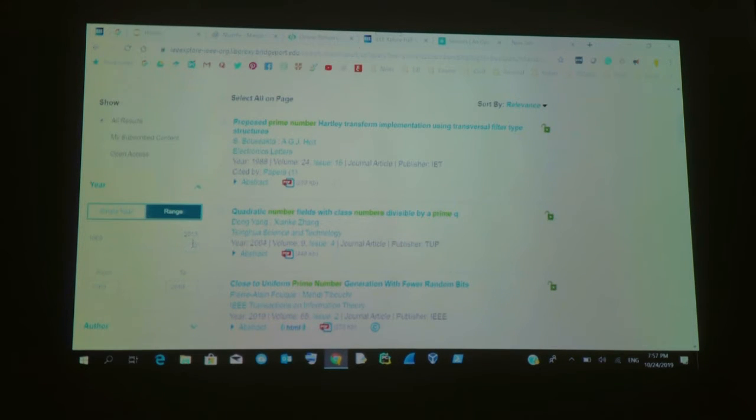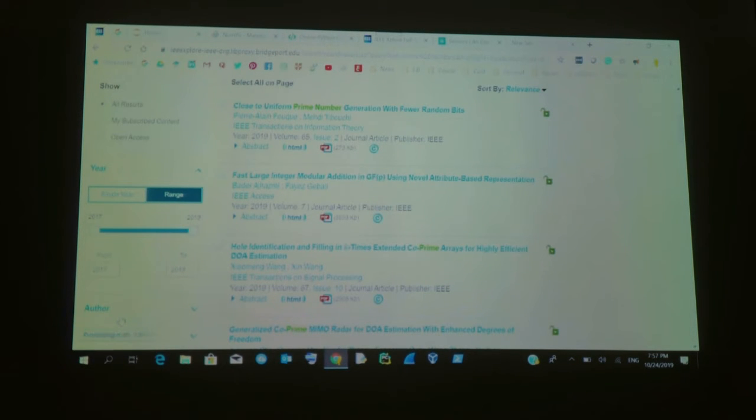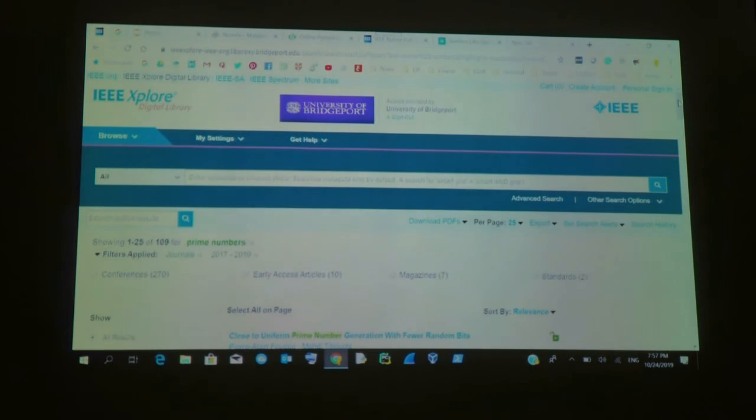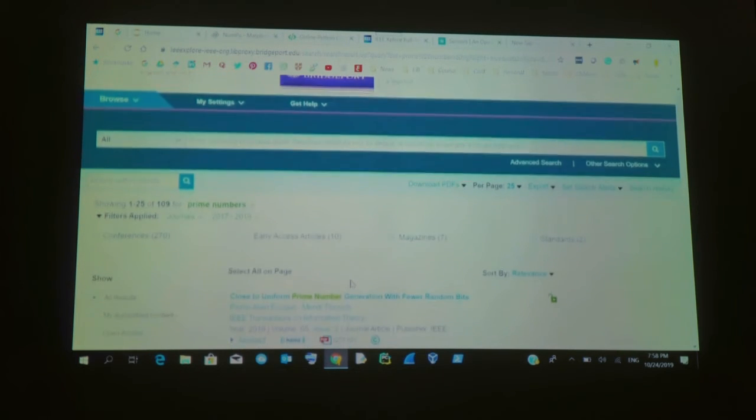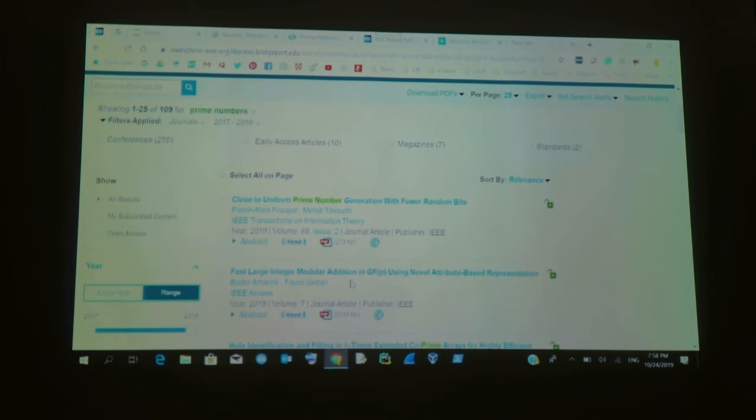So you're looking for papers from, for example, the last two years, 2018, 2019. You apply the filter, let's say 17, no problem, 2 years. So how many journals do we have just in the last 2 years? Conferences are about 270, and there are journals too. That's fine. There are also magazines, about 7. So it will narrow it down.